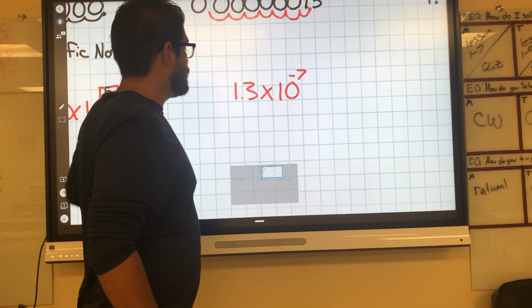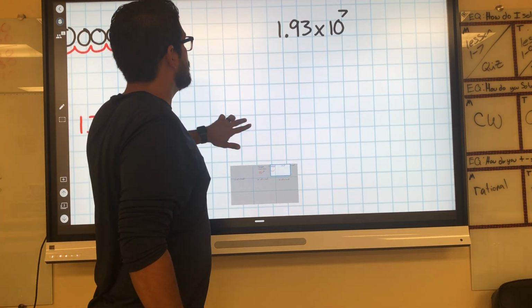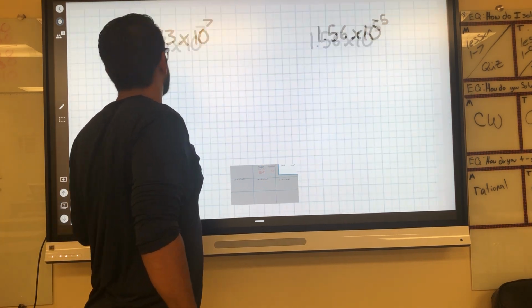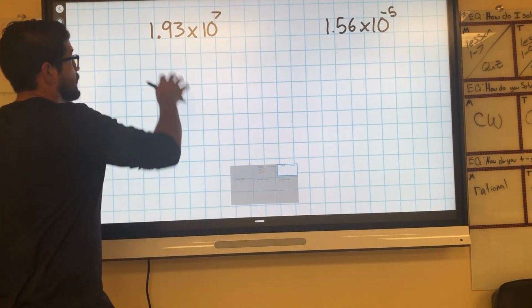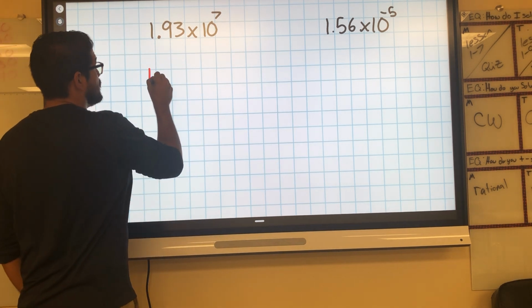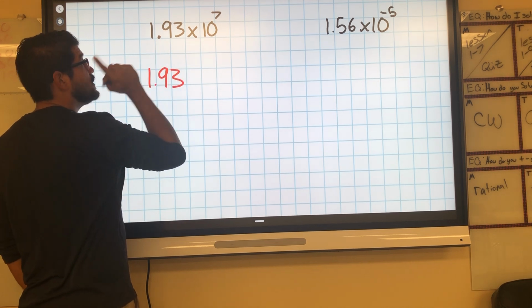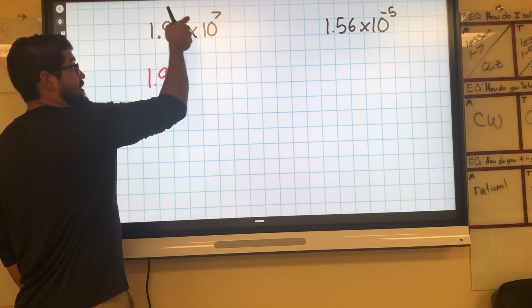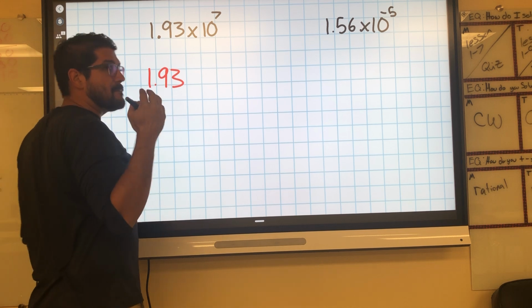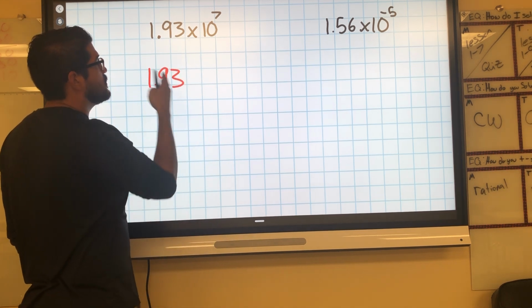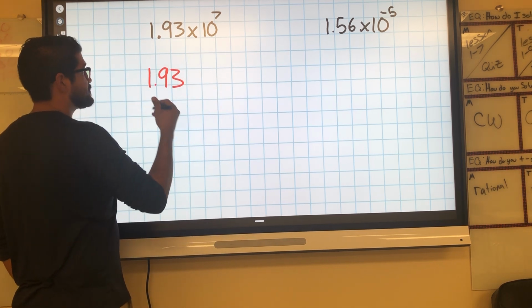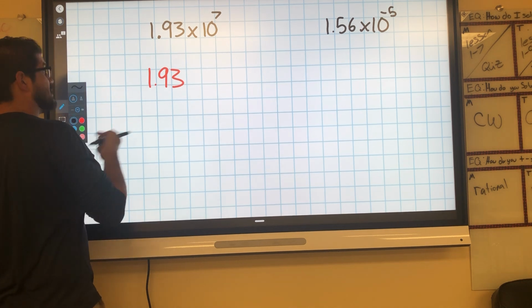So let's work on this the other way. What if I showed you it and asked you to do the actual math behind it? So here, 1.93, right? And they moved the decimal point 7 times. And 7 times means I'm making it bigger, okay? It's not a negative number, so I'm making this number bigger by 7 movements of the decimal point.